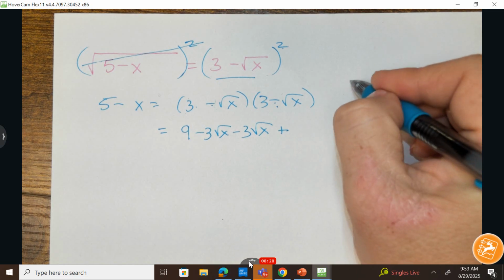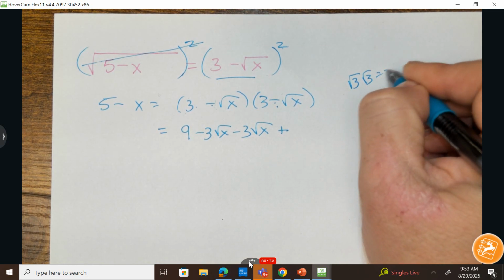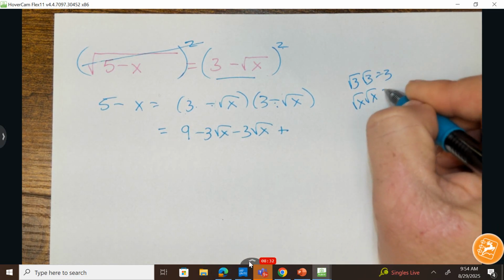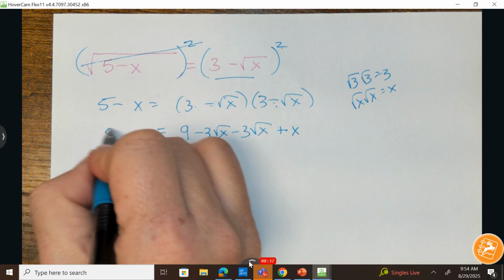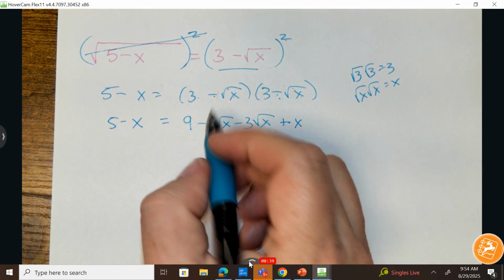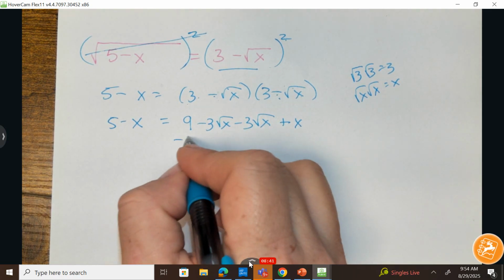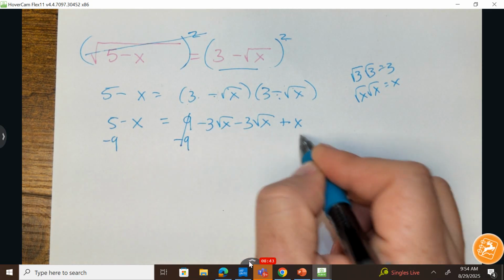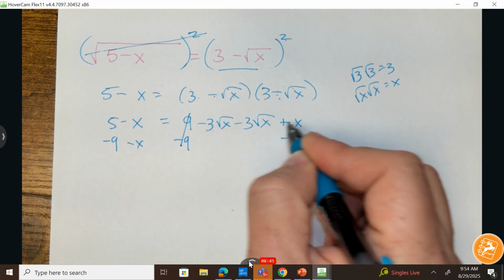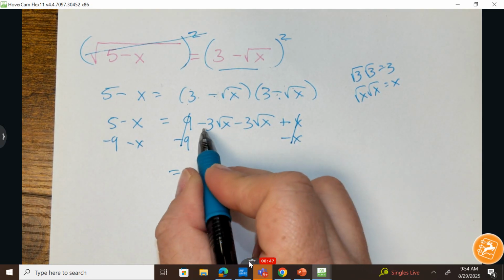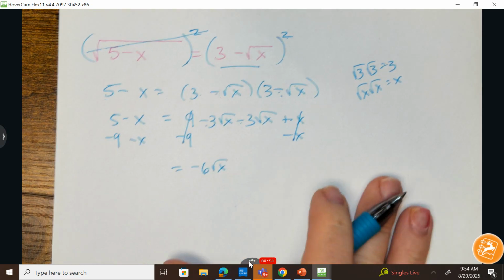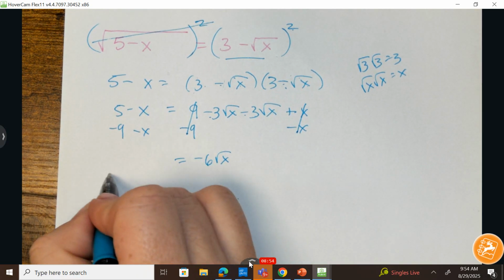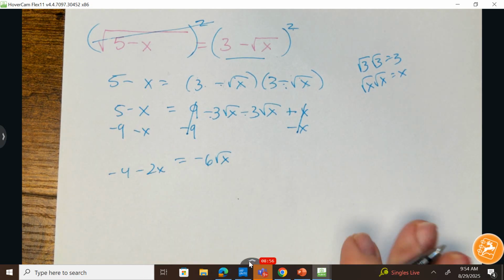As a quick reminder, the square root of 3 times the square root of 3 is just 3. Just like the square root of x times the square root of x is just x. Okay, let's combine like terms. Let's move the 9 over to the left. Let's move the x over to the left. And now I have negative 3 and negative 3 is negative 6. I can combine them because they're like terms. And over here I have negative 4 minus 2x.